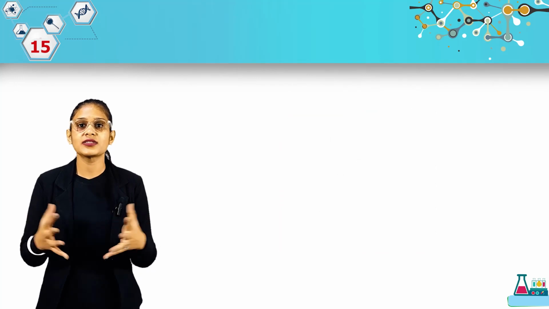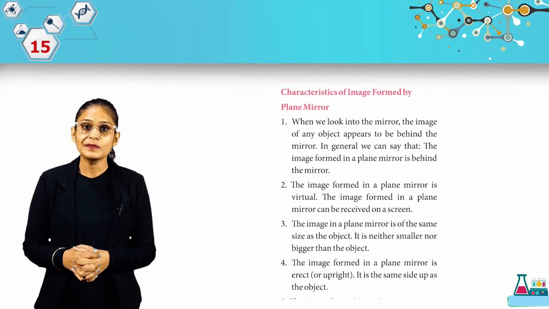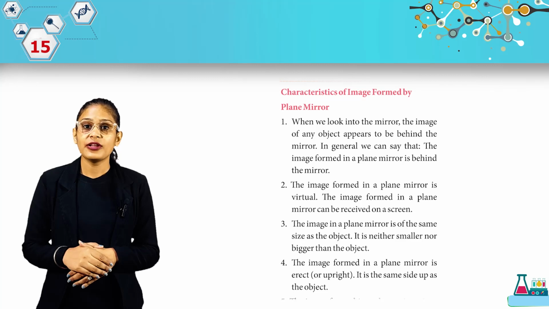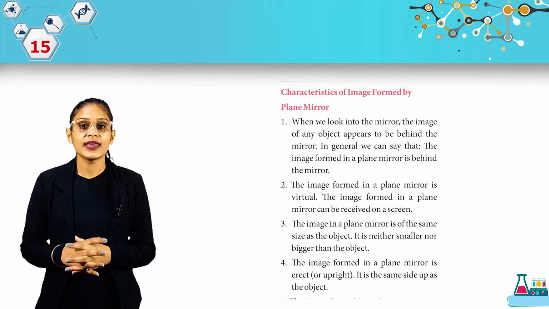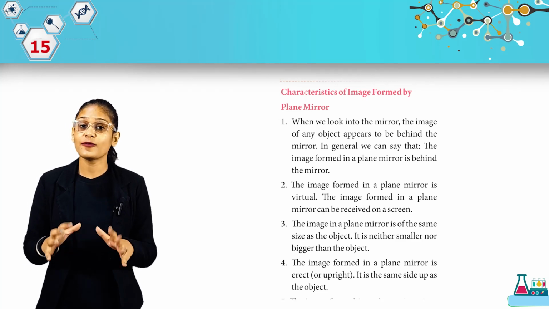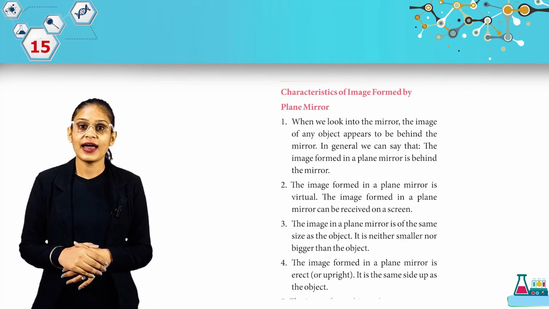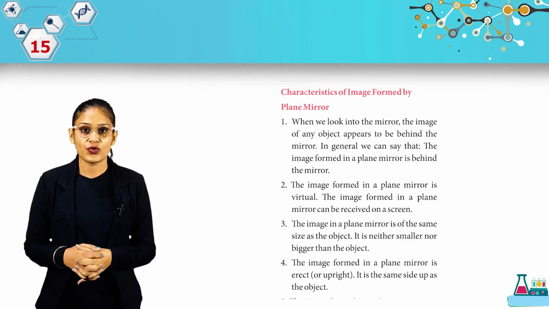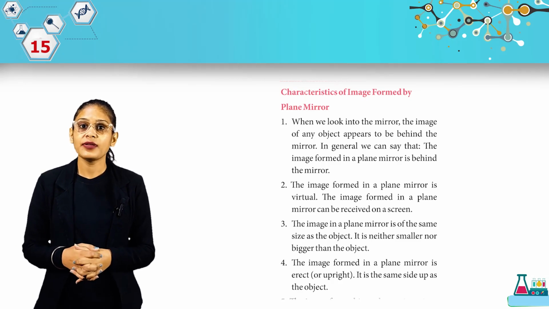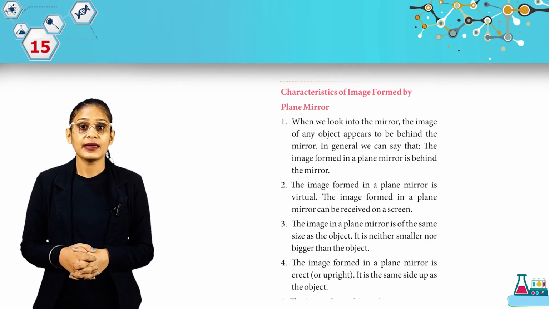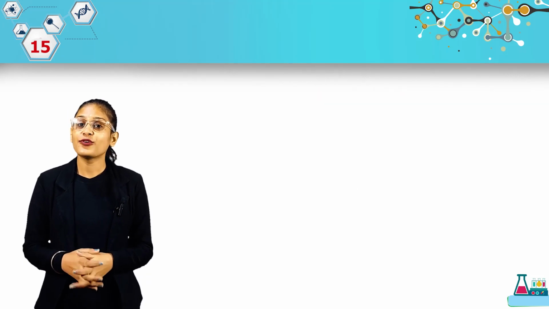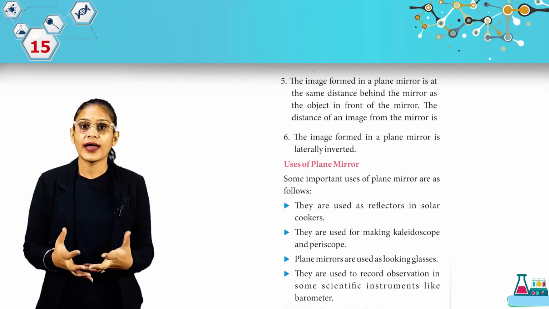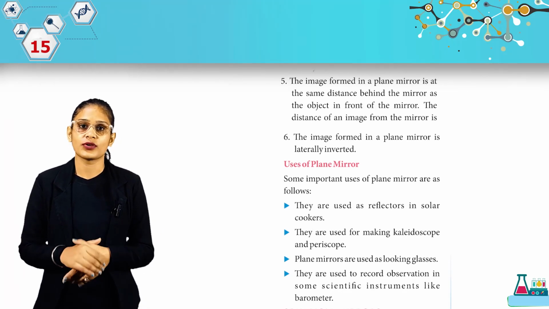Now we have some characteristics of image formed by plane mirror. The first we have, when we look into the mirror, the image of any object appears to be behind the mirror. In general, we can say that the image formed in a plane mirror is behind the mirror. The second we have, the image formed in a plane mirror is virtual. The image formed in a plane mirror cannot be received on a screen. The image in a plane mirror is of the same size as the object. It is neither smaller nor bigger than the object. The image formed in a plane mirror is erect or upright. It is same side up as the object.